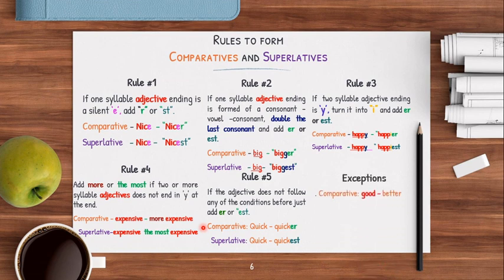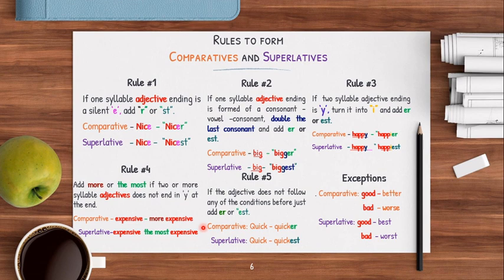Exceptions: for good, in the comparative, we will say better. For bad, we will say worse. For good, best. For bad, worst. For superlative.